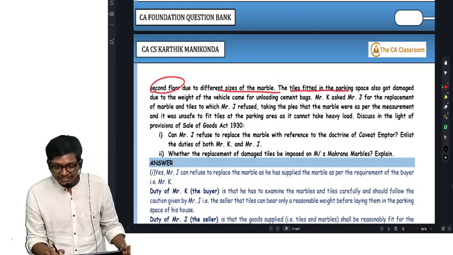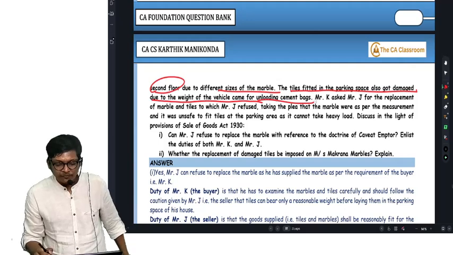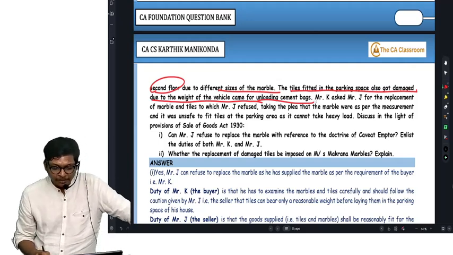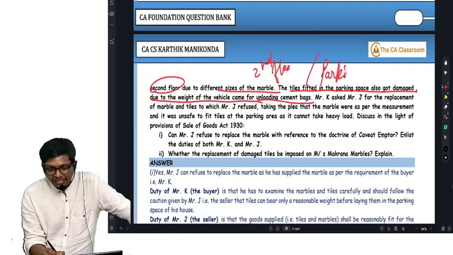The tiles fitted in the parking space also got damaged due to the weight of the vehicle that came for unloading cement bags. So two issues. One is the second floor, one is the parking area.